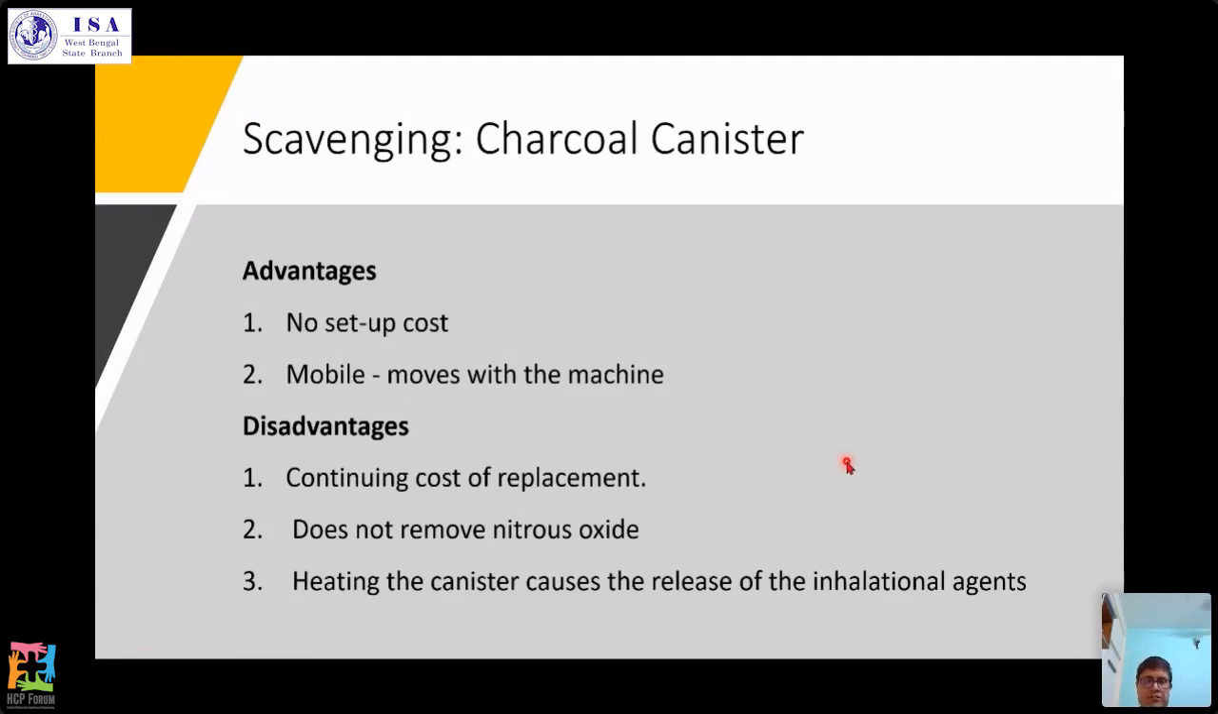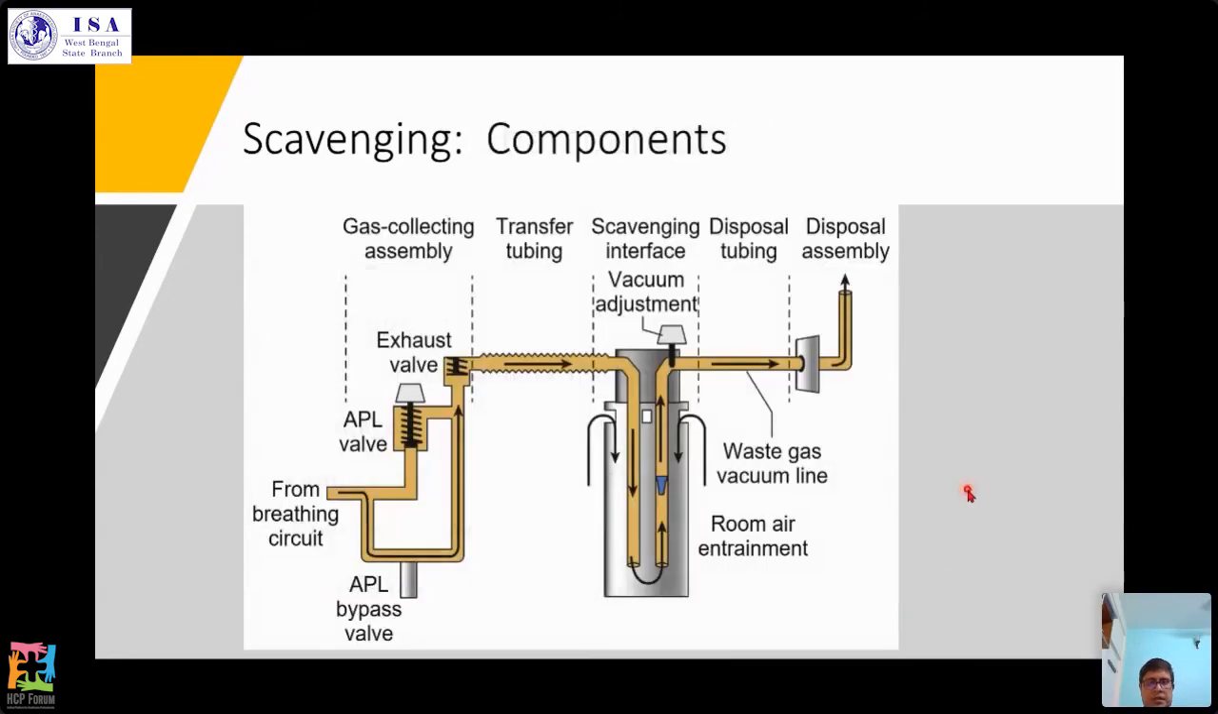Disadvantage, of course, there is the continuing cost of replacement, because you have to replace it every 12 hours, or at least discard it and fill it with new charcoal, which is cumbersome and messy, and still is costly. It does not remove nitrous oxide, which is very important. And when this canister is heated, it causes the release of the inhalational agent. So if somehow the temperature rises, then these inhalational agents will be released into the circulation. So this is not a perfect solution. It's a stopgap temporary solution, maybe employed in some places. Now, these are the components of a scavenging system.